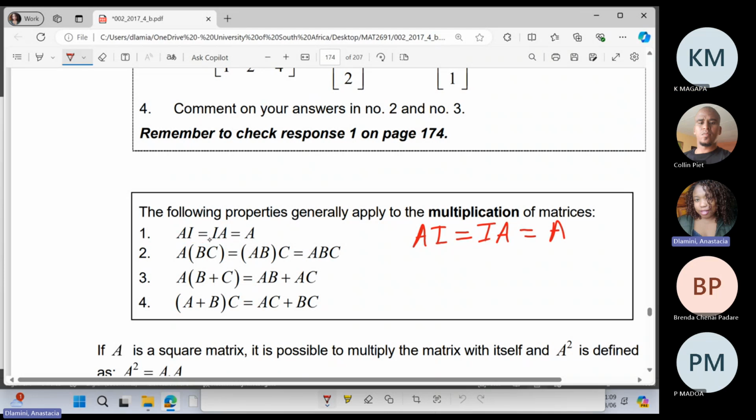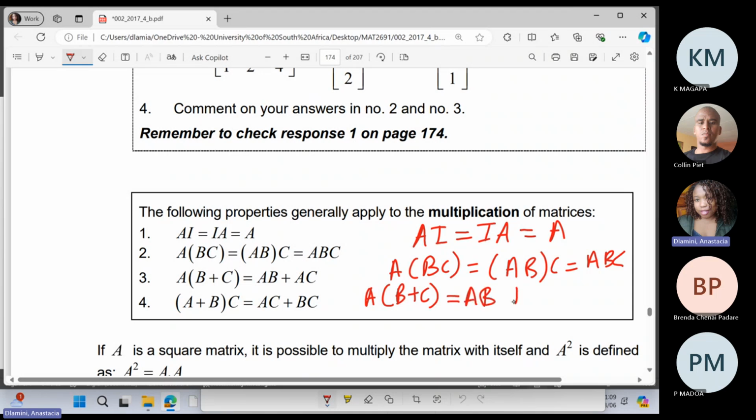That's what they're saying. Now they're saying if you have A and you first multiply B and C, it is the same as multiplying A and B first, then multiplying by C, which gives you ABC. This one says, I have A outside and I'm adding B plus C, then multiplying by A is the same as multiplying A by B plus A by C.